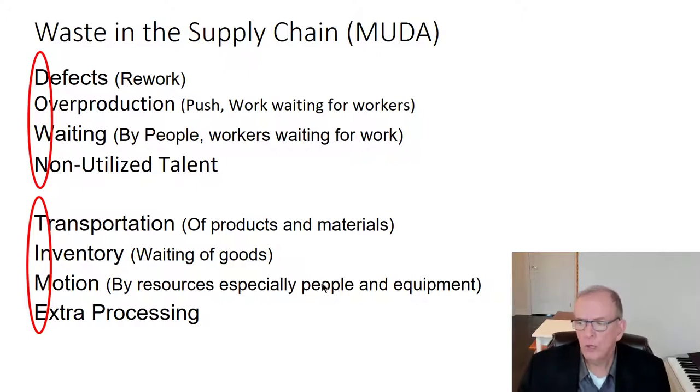And in lean, we have 8 areas of waste. You can actually spell the word DOWNTIME with them. That's probably the easiest way to remember it. So we have defects, which is rework. Overproduction means you're producing more than you have the ability to keep up with, or more than you need to, as I mentioned earlier. So you're producing more and it's sitting there. The work is waiting then for workers.